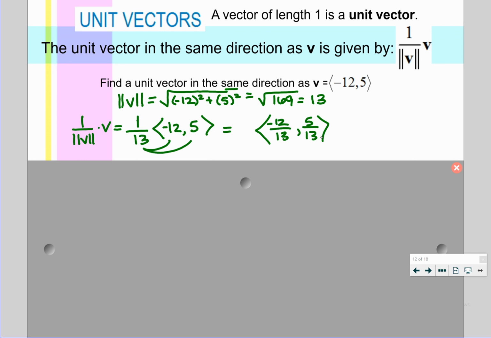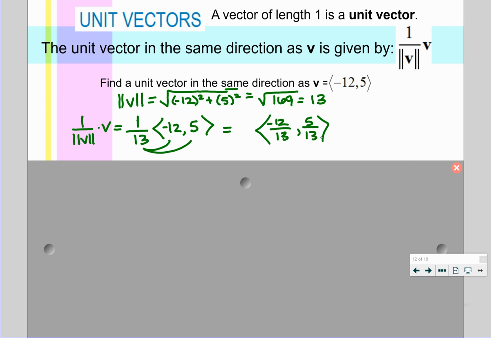If you wanted to check that you did it right, you could calculate the magnitude of that. You could use the Pythagorean theorem with those two numbers, and the magnitude should equal 1 if you've done it correctly. That's a quick little thing you can always type in your calculator. Okay, so that's a unit vector.